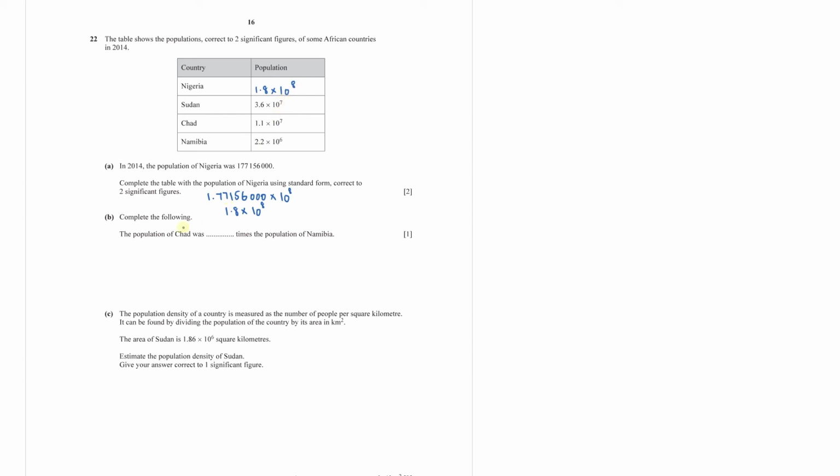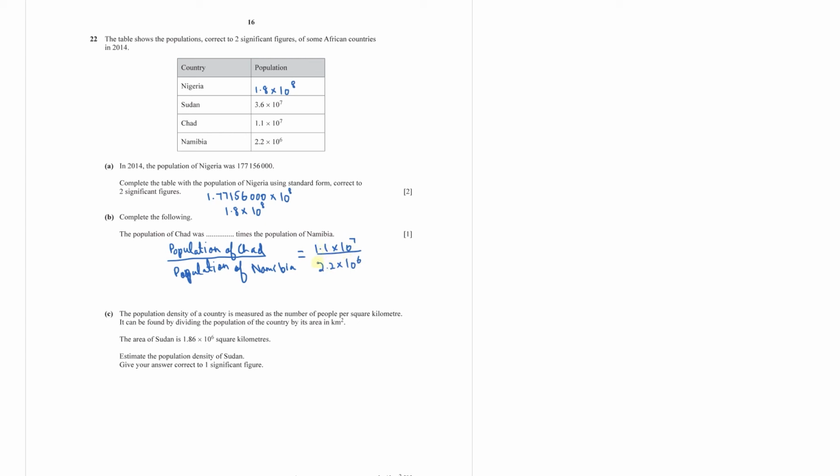So the next part is complete the following. The population of Chad was dash times the population of Namibia. So to compute that, you'll have population of Chad divided by population of Namibia. So Chad is 1.1 into 10 to the power 7 divided by Namibia is 2.2 into 10 power 6.